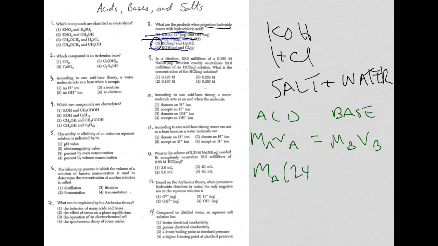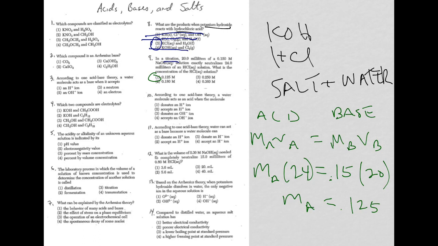As long as it's either milliliters on both sides or liters on both sides, we don't have to do any conversion there. So molarity of the base was 0.15 molar, and the volume of the base was 20 mL. So it's 0.15 times 20 divided by 24. So my molarity of my acid is 0.125 molar, and that's choice 1. Let's move on. Okay, question 10.